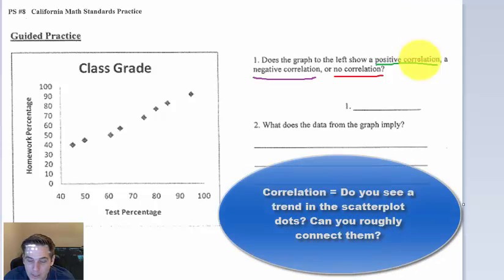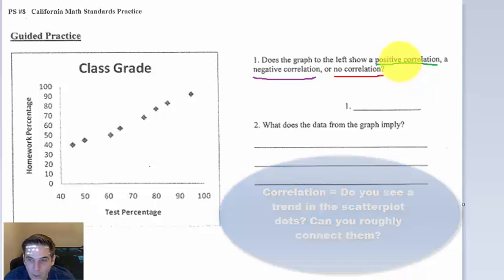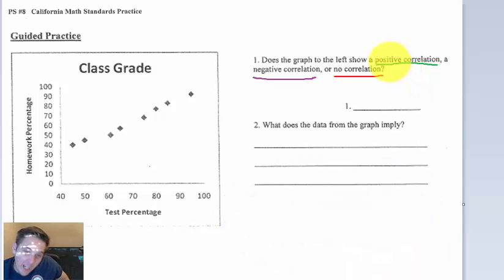Correlation means, is there a connection? Or more specifically, is there a loose connection between the dots? Now, it doesn't have to be a perfect straight line or no line at all. It's going to be a little off. So if we drew a straight line here, the dots are a little bit off, but they still mostly follow a trend along a straight line. So that's correlation, that connection between the dots.